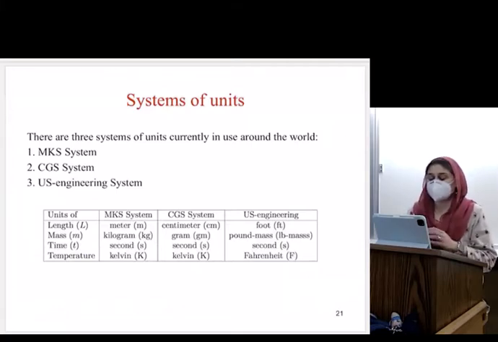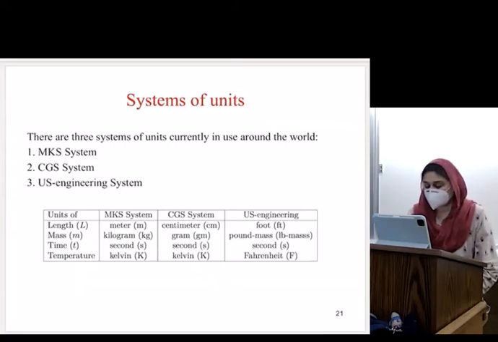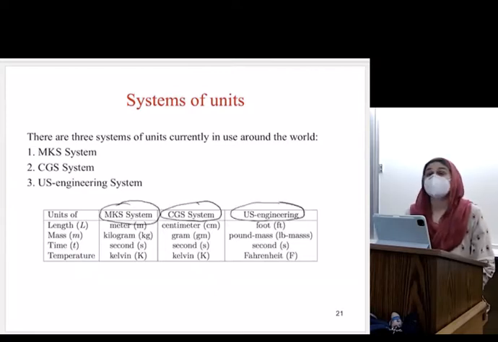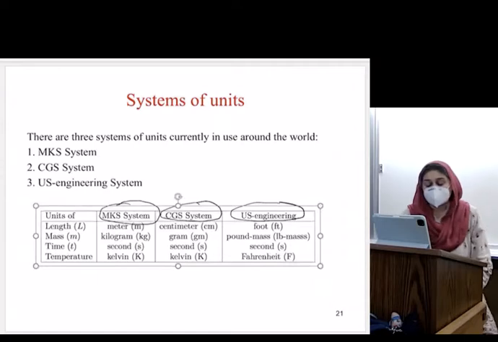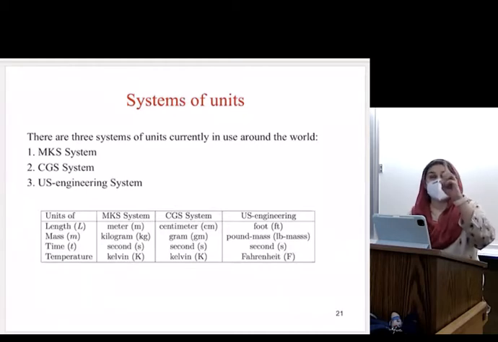Now, what do these mean in the different units? So in the MKS unit, and the CGS unit, and the US engineering units, what are they precisely? In the MKS system, M stands for meters, K stands for kilograms, and S stands for seconds. In general, length is the first one we write, mass is the second one, and time is the third one.